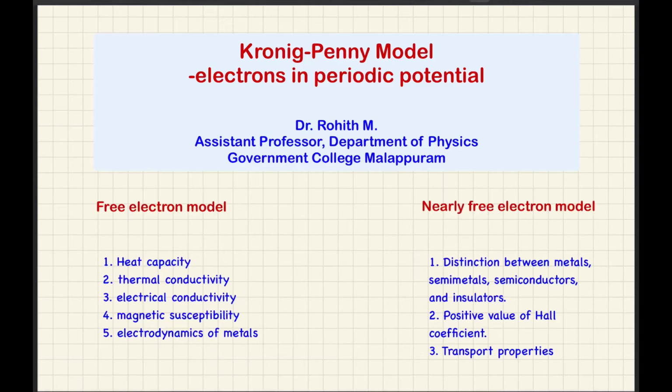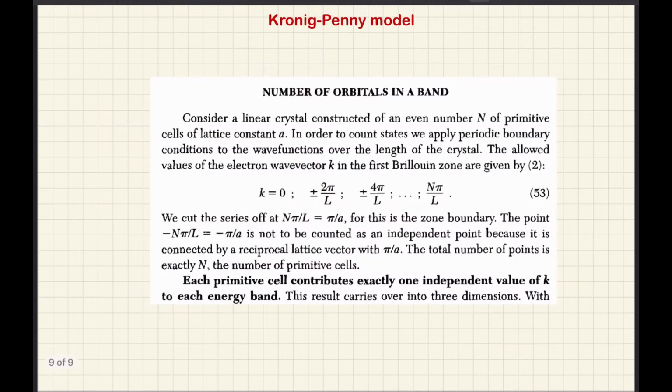Dear students, we continue the discussion of the Kronig-Penney model, in which we have discussed the motion of an electron in a periodic potential. Using this model we have discussed how energy bands are created, and we have derived a condition for the Kronig-Penney model also. In this model I forgot to mention the number of orbitals in a band.